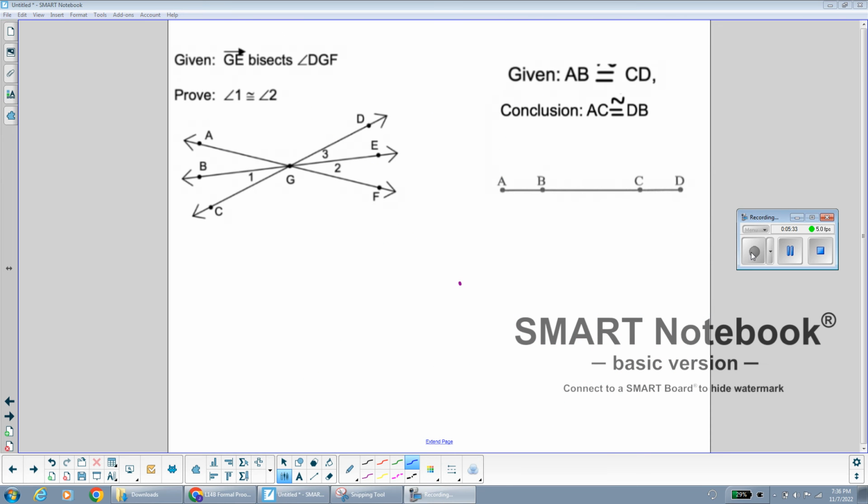Moving on to this next example, let's take a look together. We're going to do the same process. Take a look at the givens, take a look at what we're trying to prove, come up with our plan. Once we have our plan, then we'll start writing our proof.